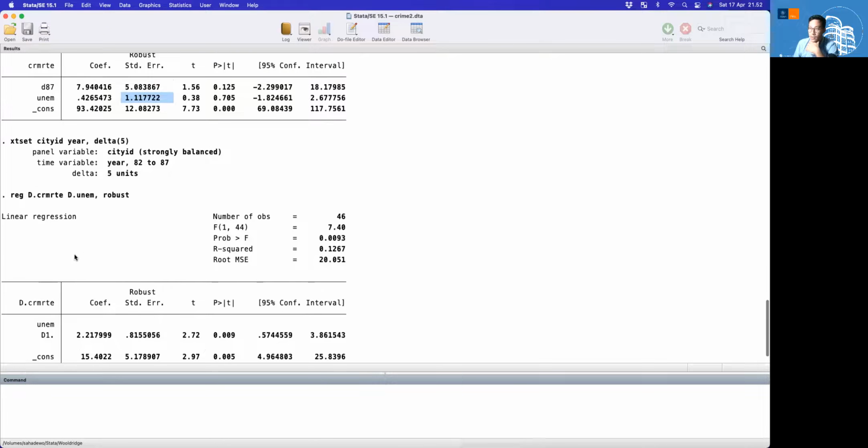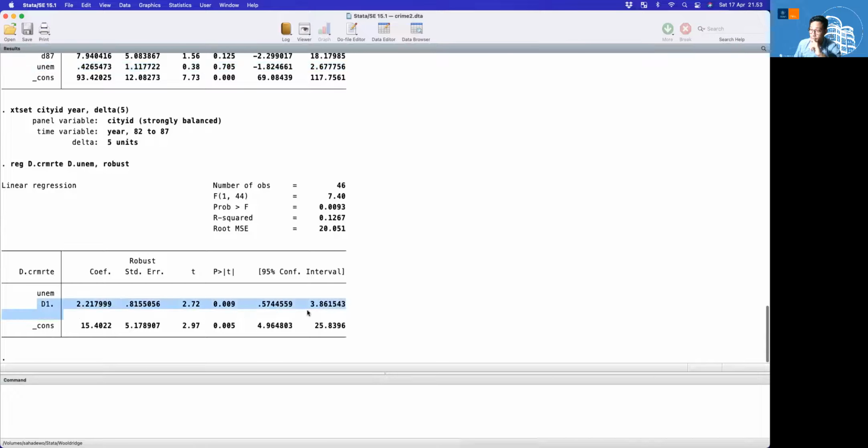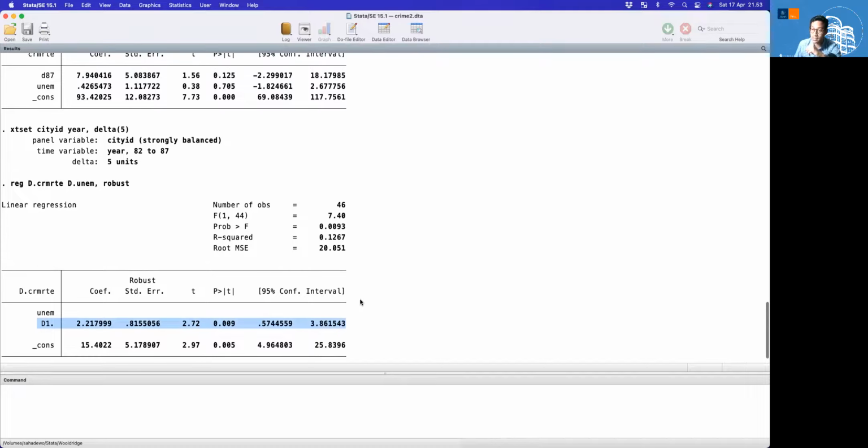Now let's take a look at the regression without the first differencing method. Without the first differencing method, the estimated coefficient of unemployment is positive, but it's not statistically significant. Let's take a look at the estimated coefficient. In this particular case, the estimated effect of unemployment is way higher after you use the first difference estimation strategy.